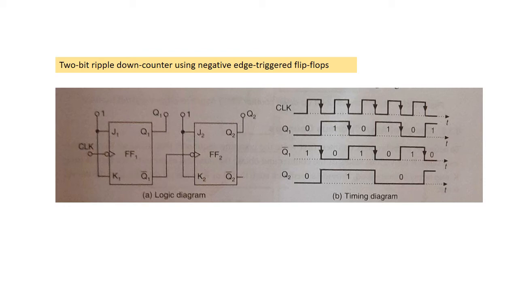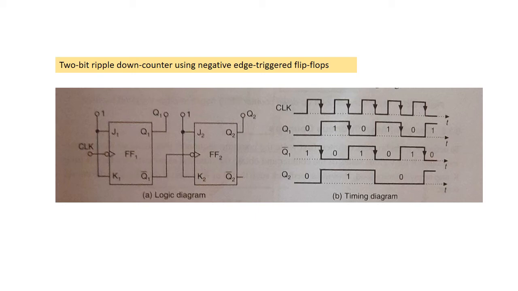For down counting, the Q1 bar output of FF1 is connected to the clock of FF2 and Q2 bar will be connected to the next flip-flop's clock. Let initially all the flip-flops be reset, that is the count be 00. At the negative going edge of the first clock pulse, FF1 toggles. So, Q1 goes from 0 to 1 and Q1 bar goes from 1 to 0. As we know, Q1 bar is the complement of Q1.